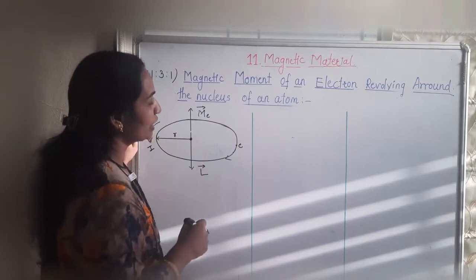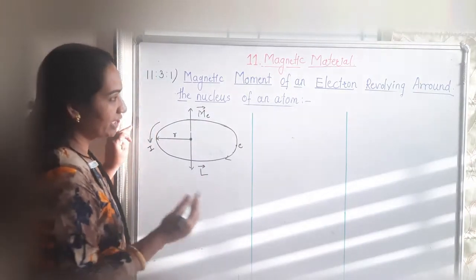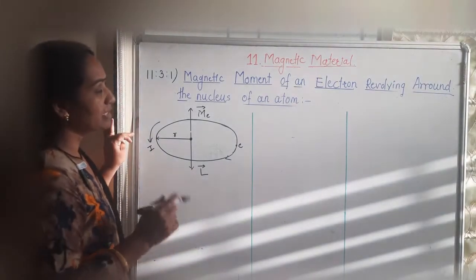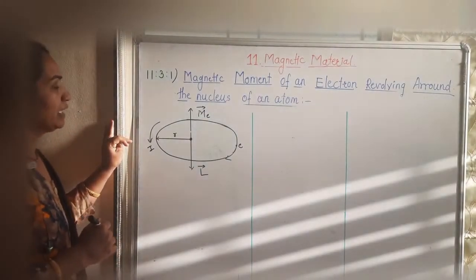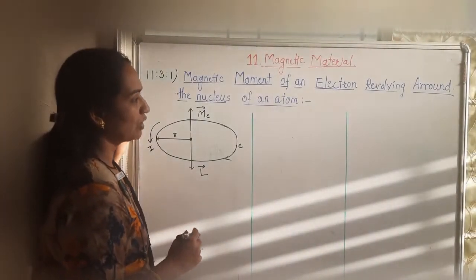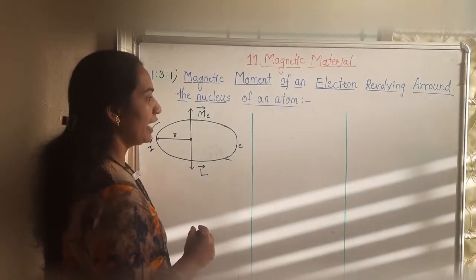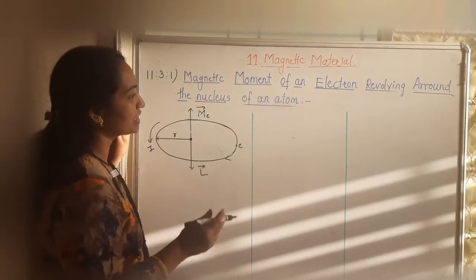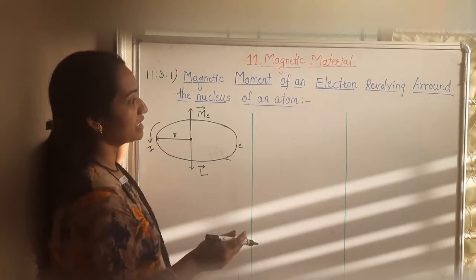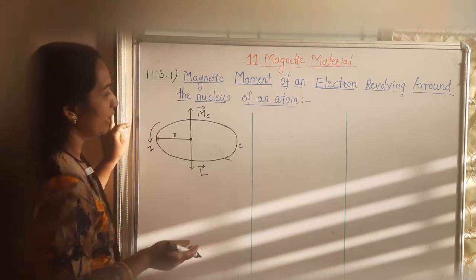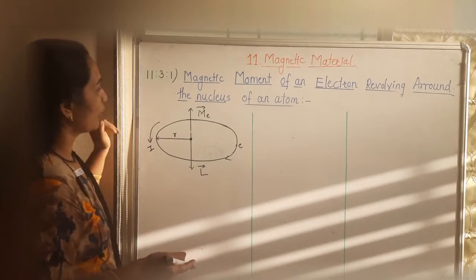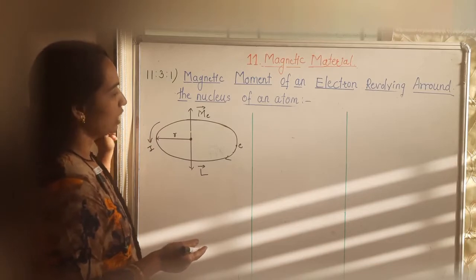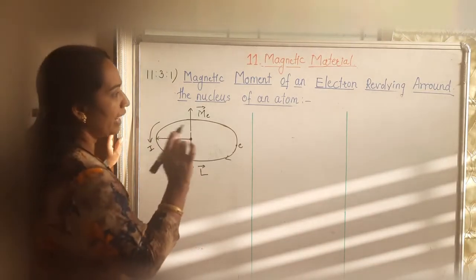In 11th standard we have already studied dipoles, magnetic moment and magnetic properties. In this video we will study the magnetic moment of an electron revolving around the nucleus of an atom. Some parts of this chapter have been deleted, so we will study the remaining points. The first of these is the magnetic moment of an electron revolving around the nucleus of an atom.